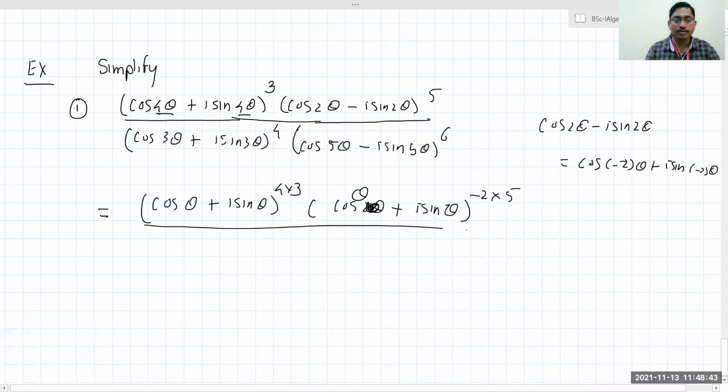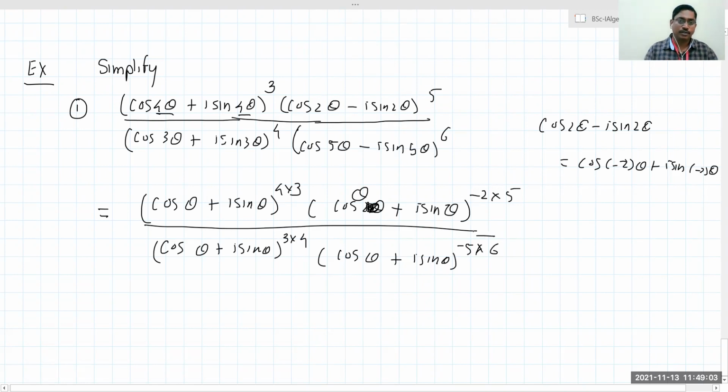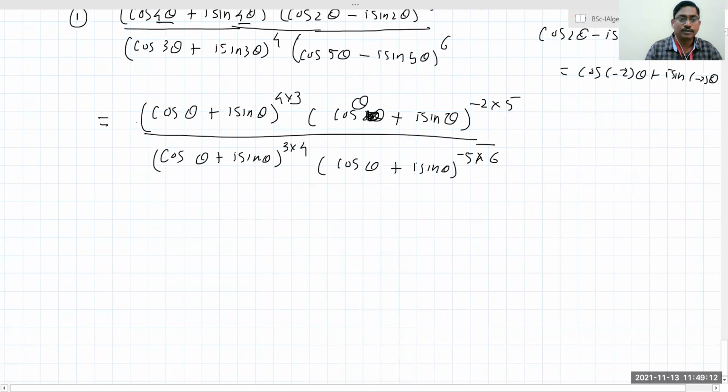So if you want to balance all the bases, the denominator is cos of theta plus i sin theta raised to 3 into 4. And here minus 5 can be taken out: cos theta plus i sin theta raised to minus 5 into 6. So look out, this 4 into 3 and 3 into 4 look the same, so that can vanish. These are the same term, it can get cancelled.